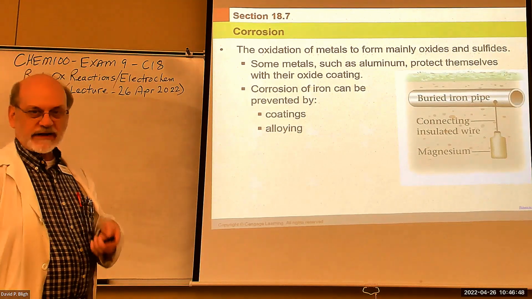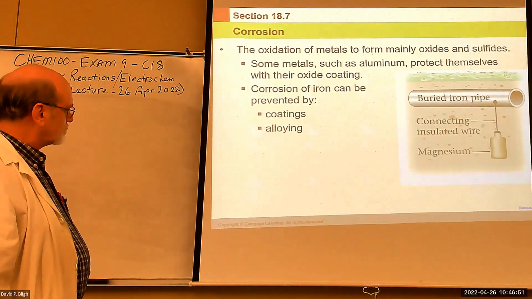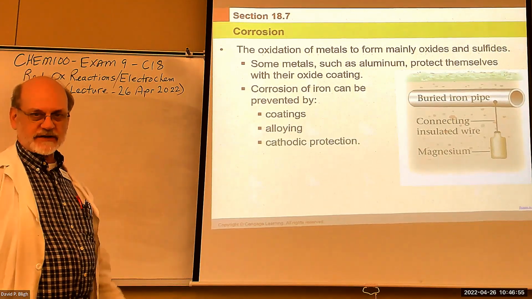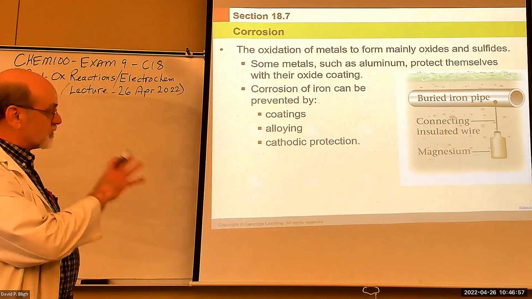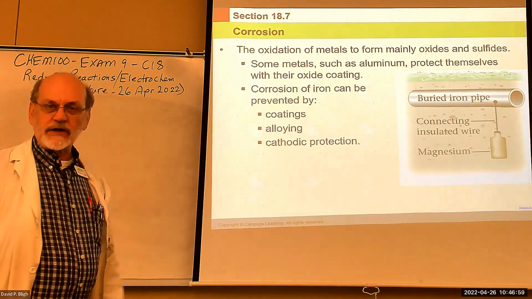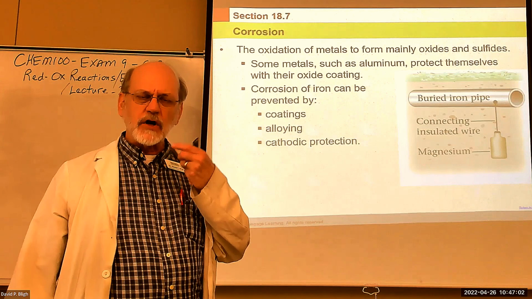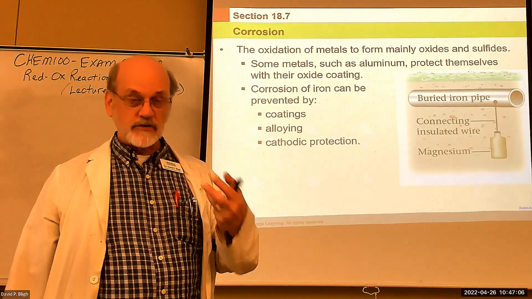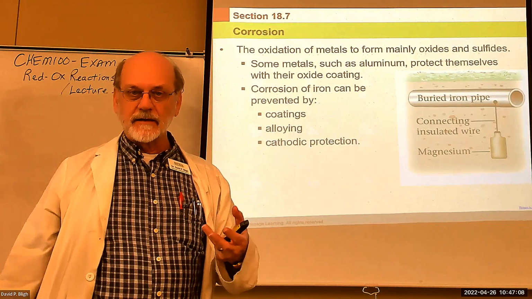So the iron will never corrode. That's alloying. And then the cathodic protection that I previously described. Those are ways to protect. Coatings. You don't have to coat the metal in plastic. You can coat it in the metal that you want to protect it, like zinc.